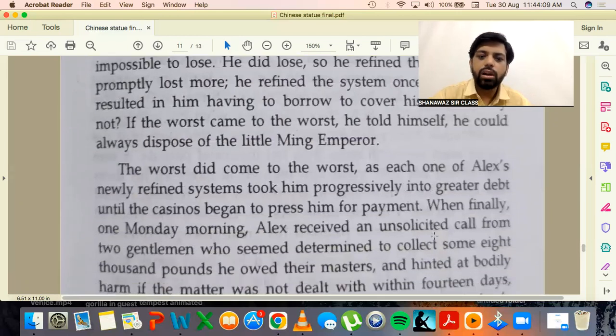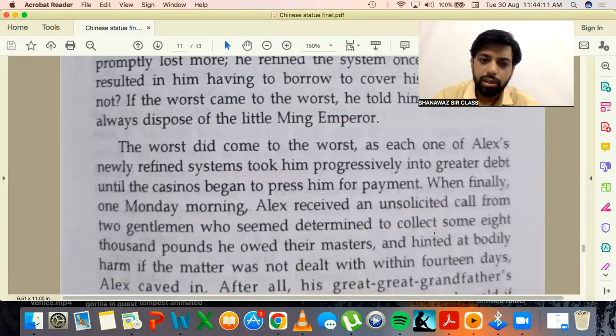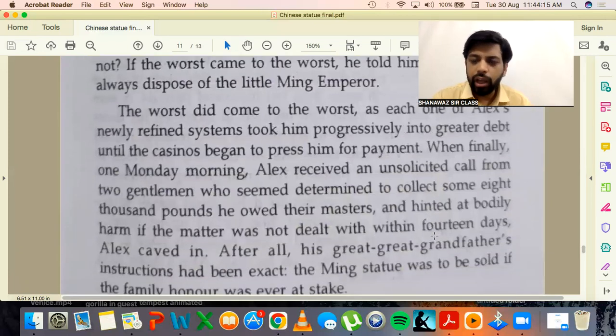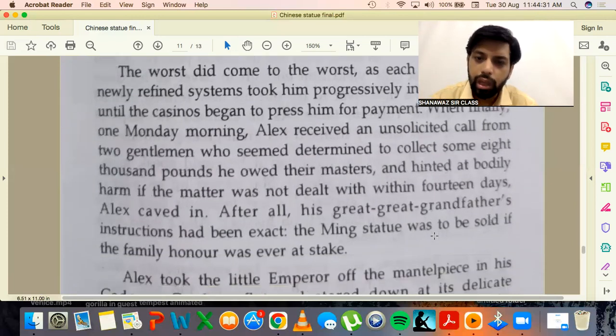So he was in continuous debt, so he had to sell many things. So now he has planned, मतलब एक आदमी उसको फोन किया है कि तुमसे इतना उधार लिया है, तुम इतना पैसा दो, नहीं तो योर लाइफ इज इन डेंजर. तो मरता क्या ना करता. अलेक्जेंडर हीथकोट के पर पोता ने, एलेक्स ने डिसाइड किया he is going to sell his family heirloom, that is a Chinese statue.